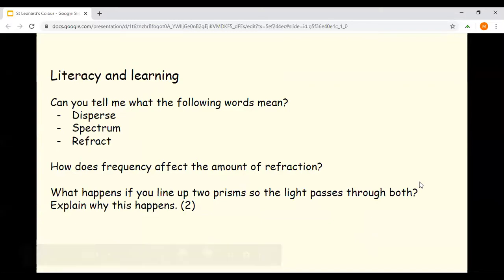But we're now just going to have a look at a little bit of literacy within science. So I want you to write down the definition for these 3 words: disperse, spectrum, and refract. When you've done that, I want you to have a go at the 2 questions below. How does frequency affect the amount of refraction? And what happens if you line 2 prisms up so light passes through both? And have a go at explaining why. Okay, pause the video and off you go.